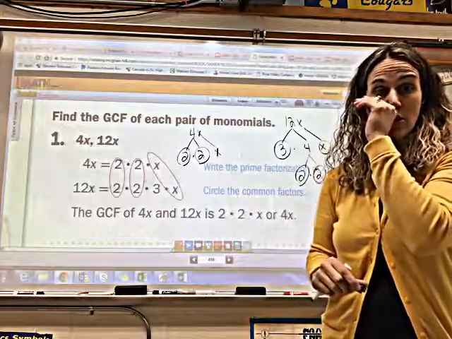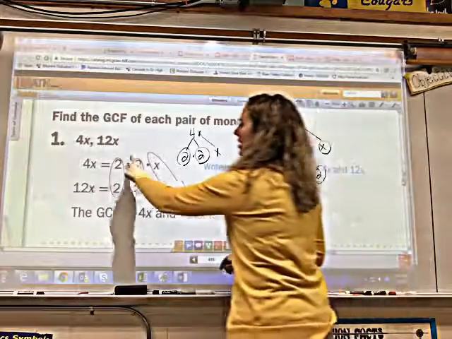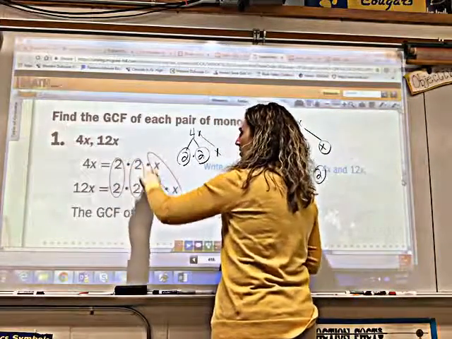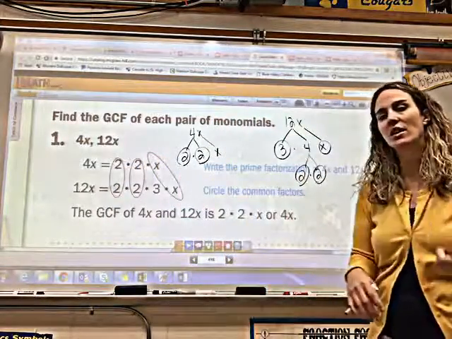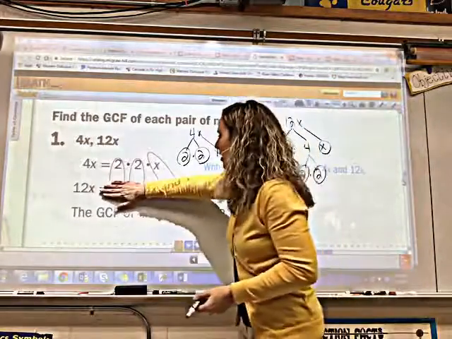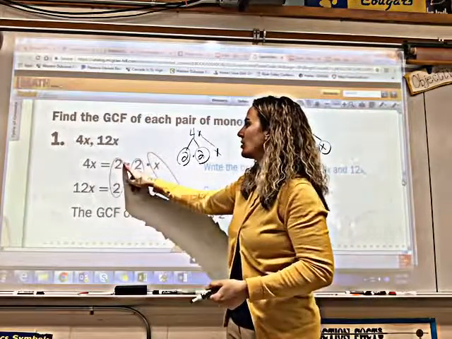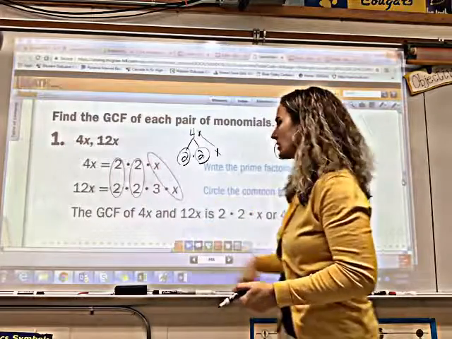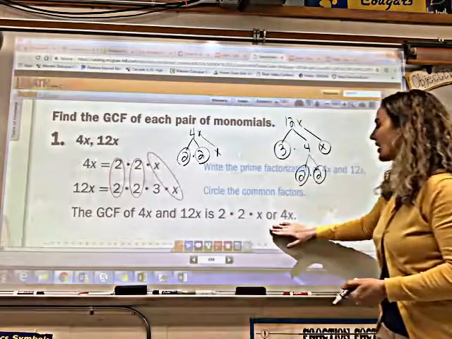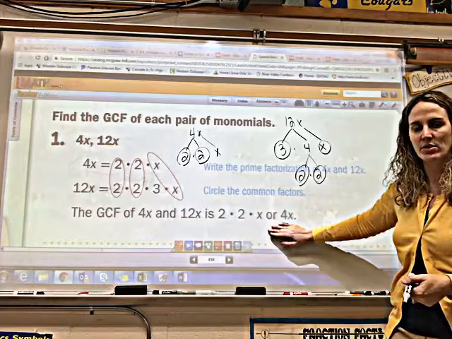When you factor them, you're looking at what is common. So I have a 2 in both, I have another 2 in both, and I have an x in both. So technically what you're going to do then is take one of them and just multiply your numbers. So 2 times 2 would be 4, 4 times x is 4x. So your greatest common factor of this is going to be 4x.